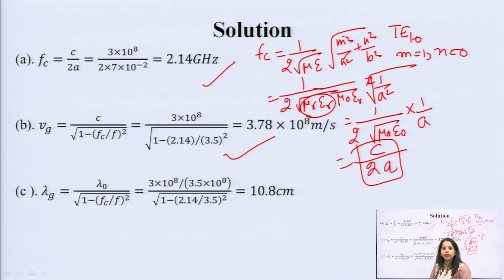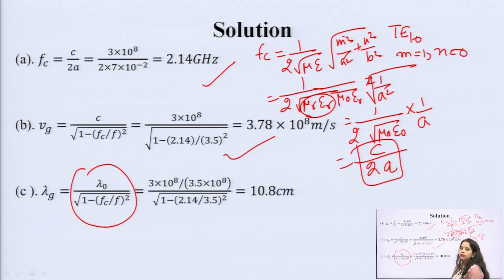Then the guided wavelength, this is the formula for the guided wavelength. You have lambda naught, which is c divided by the frequency inside the guide, that is equal to 3 into 10 to the power of 8 upon 3.5 into 10 to the power of 9, times root of 1 minus Fc upon f. So this is our lambda g.